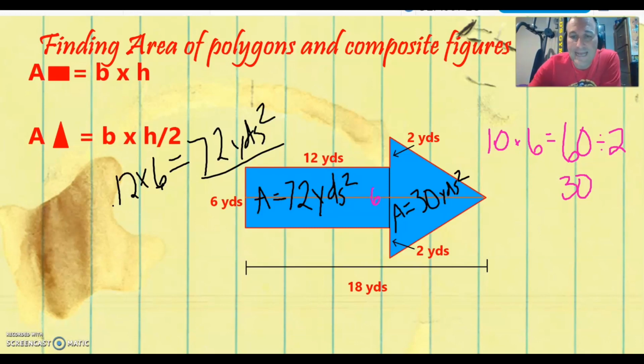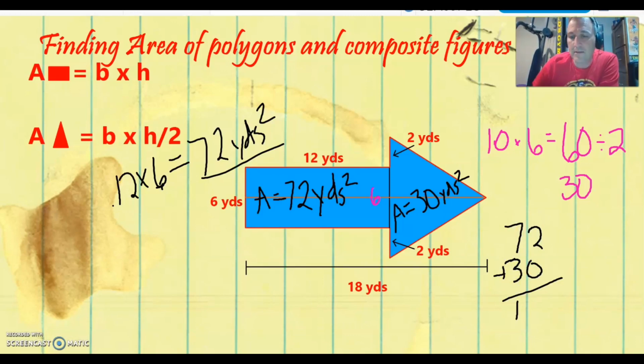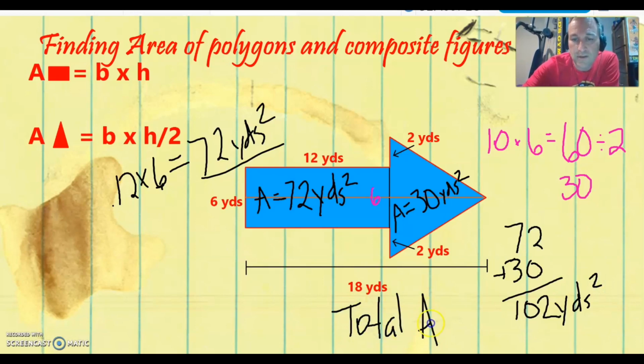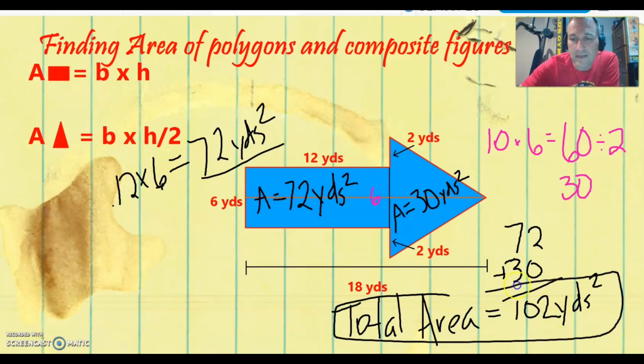And then when I add them up, because I have 72 for the rectangle and I have 30 for the triangle, if I take 72 plus 30, I get 102 yards squared. So that's my total area. And that is how you find area of composite figures like this one.